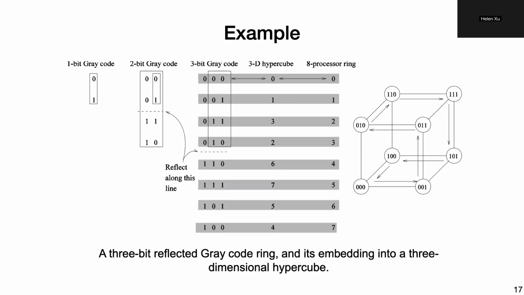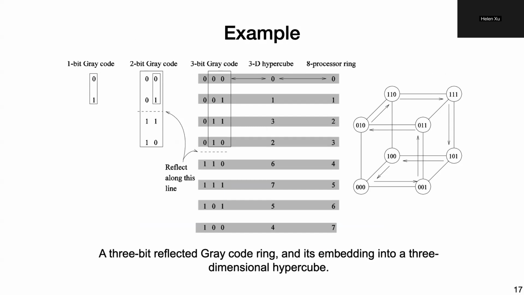So this is just an example. We have these gray codes. For 1 bit, it's just 0 and 1. For 2 bits, the lower ones are 0 and 1. We reflect it across this axis, becomes 1, 0. The lower bits are set to 0, the top ones are set to 1. And for p equals 8, we have 3-bit gray codes generated in the same way, and those map to these hypercube ranks.